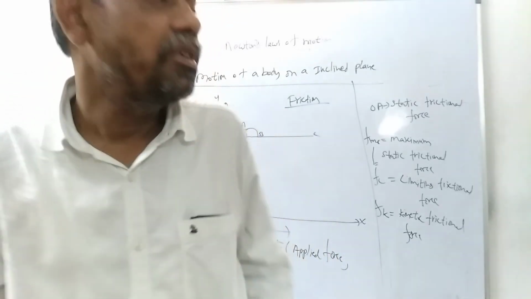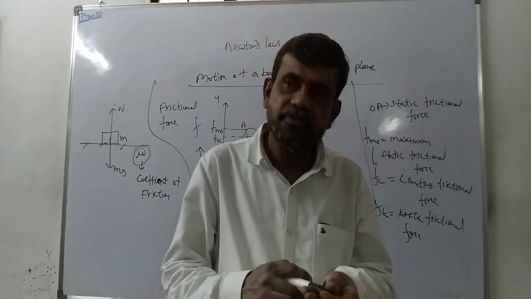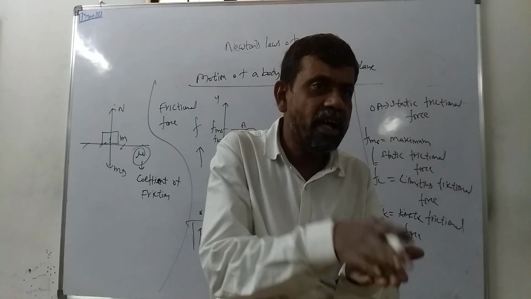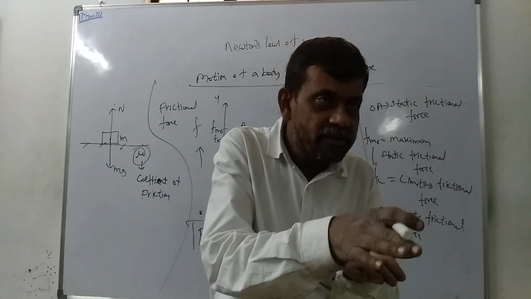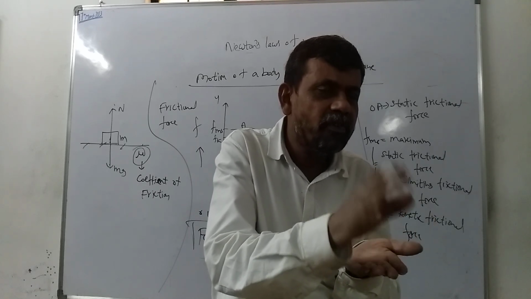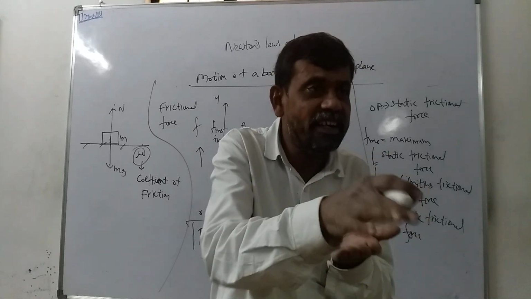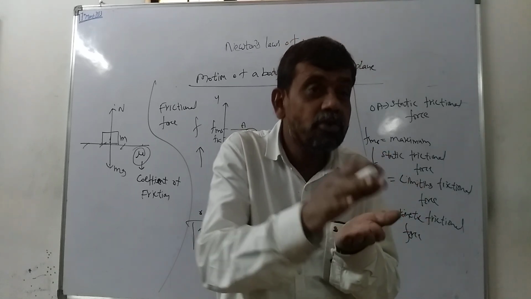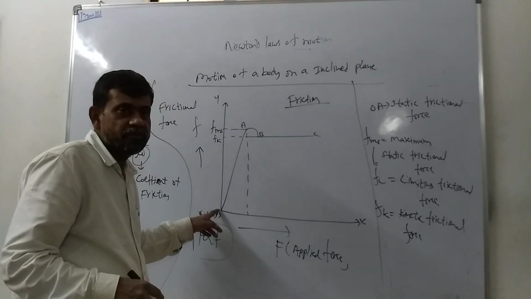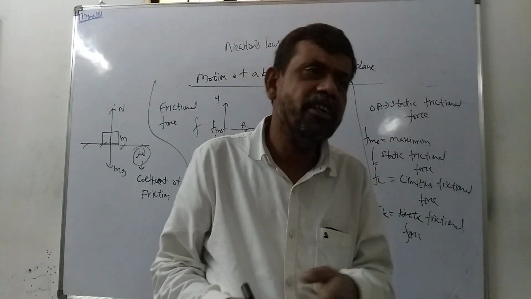Understood? So what is FMS? FMS means maximum static frictional force. For example, I am keeping one body on the surface of another body and applying some force, but it is not moving. We apply increasing force, still not moving. For example, I assume 100 newtons is the maximum force. After 100 newtons, if you apply more, it slides. So from 0 to 100 newtons: 0 applied force means 0 frictional force, and it increases gradually.